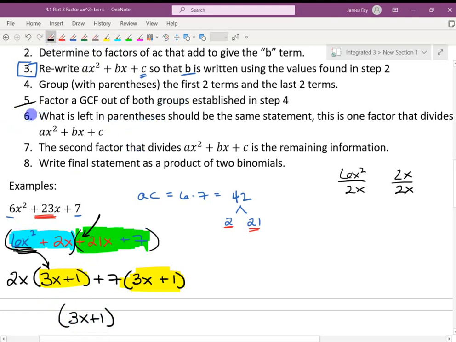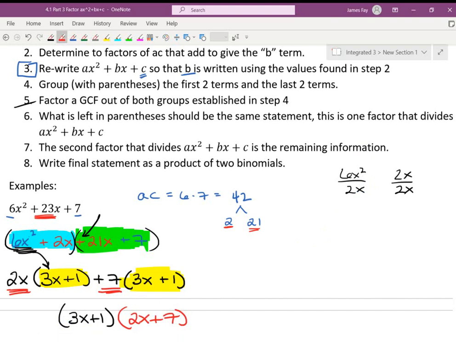Okay, and that's what step 6 says. Step 7 says everything else, which everything else would have been the 2x and the plus 7. Does that make sense? That becomes another factor. And that right there is how we factor 6x squared plus 23x plus 7.